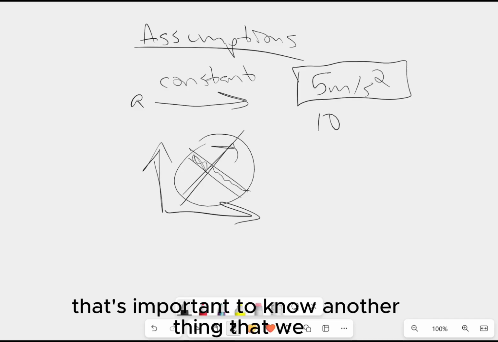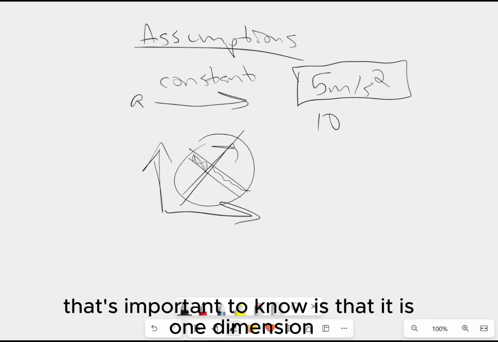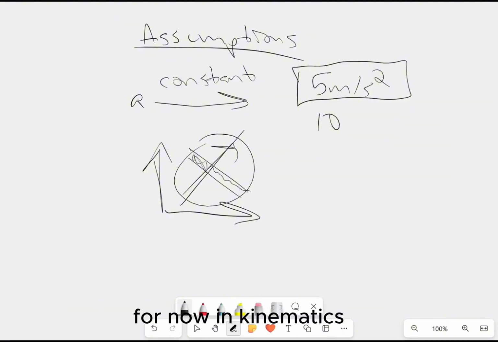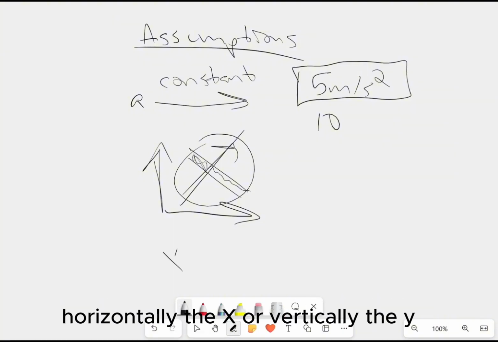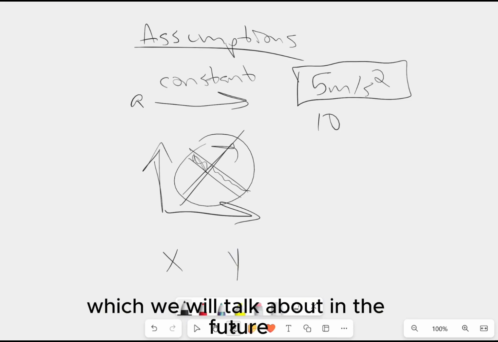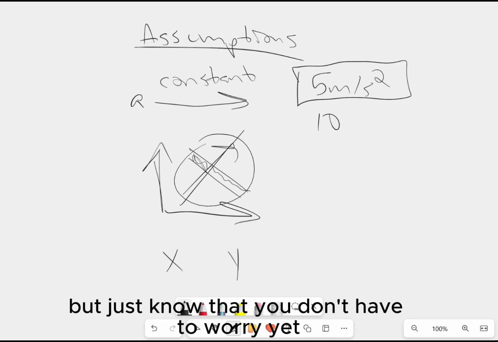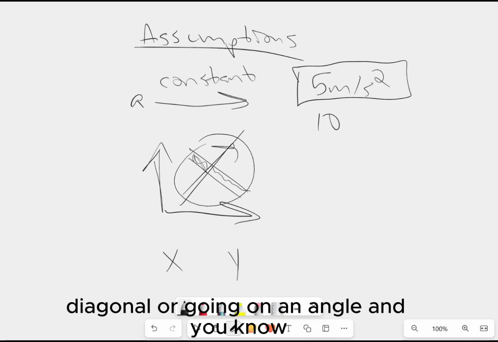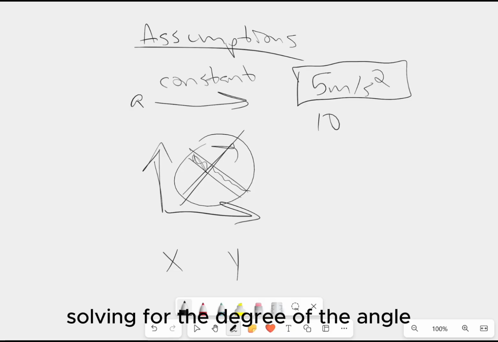That's important to know. Another thing that's important to know is that it is one dimension for now. In kinematics, we're only going to be talking about either going horizontally, the x, or vertically, the y, which we'll talk about in the future. But just know that you don't have to worry yet about diagonal motion or going at an angle and solving for the degree of the angle.